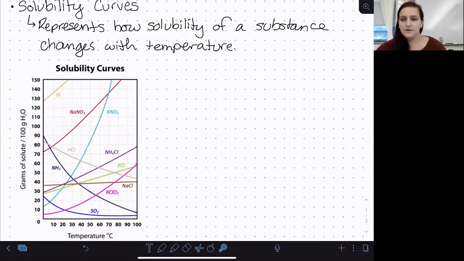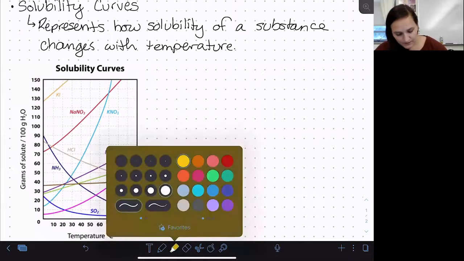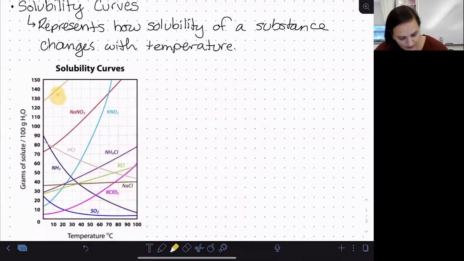And we can see that the effects of temperature are very different depending upon the substance. We talked in the previous video how if a solute is a solid, it generally increases in solubility as temperature increases. So we have quite a few solids here. We have KI, NaNO3, potassium nitrate, ammonium chloride, potassium chloride, sodium chloride, and potassium chlorate. So those are the ones where the curve goes up as the temperature goes up.